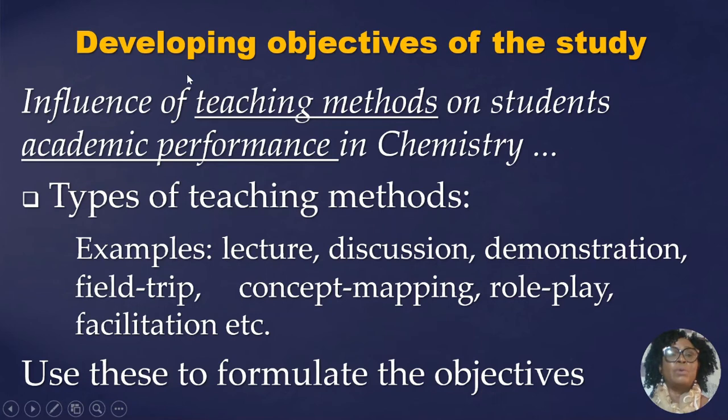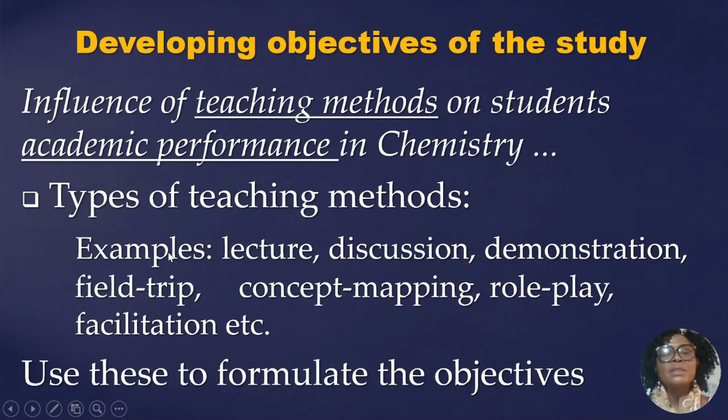Then remember we are talking about how to develop objectives. So in developing objectives, you have to consider your teaching method as your independent variable. Remember, I said you have to look for each sub-variable. So sub-variables of teaching methods are types of teaching methods. And I've given here examples of teaching methods. One of them is the lecture method, other ones are discussion, demonstration, field trip, concept mapping, role play, facilitation, and so many others. So if we're able to identify the sub-variables of your independent variable, you just pick them one by one to form objectives.